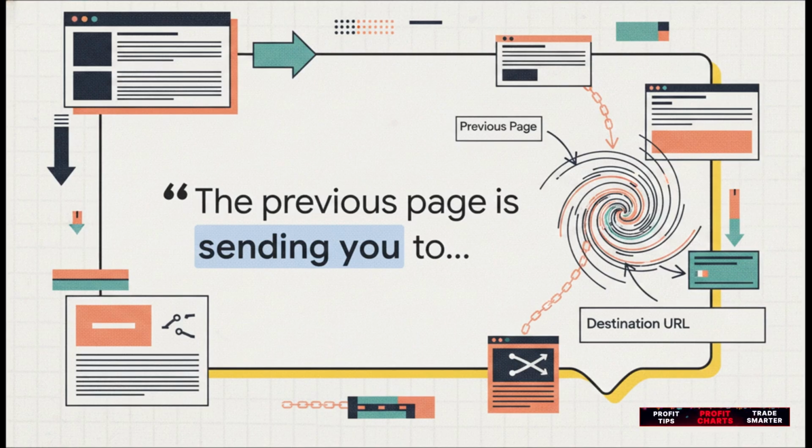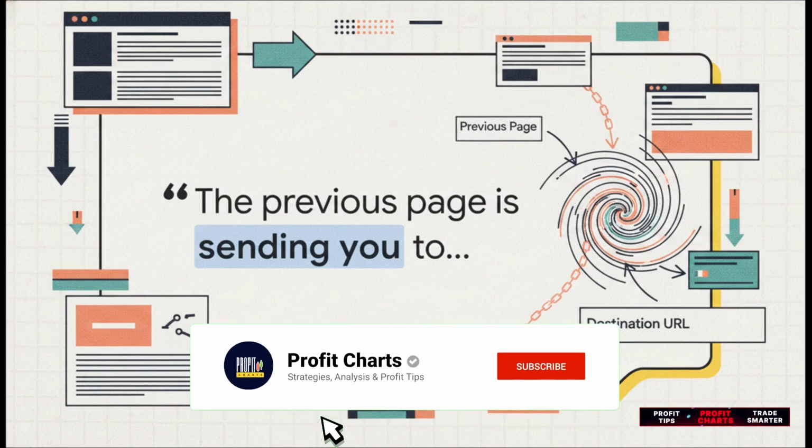It highlights this totally passive state for you, the user. Sure, you initiated the click, but the architecture of the previous page is the active agent here. It's physically routing you to a new, potentially unverified location. It's a subtle distinction for sure, but absolutely crucial in understanding how the internet actually manages its traffic.